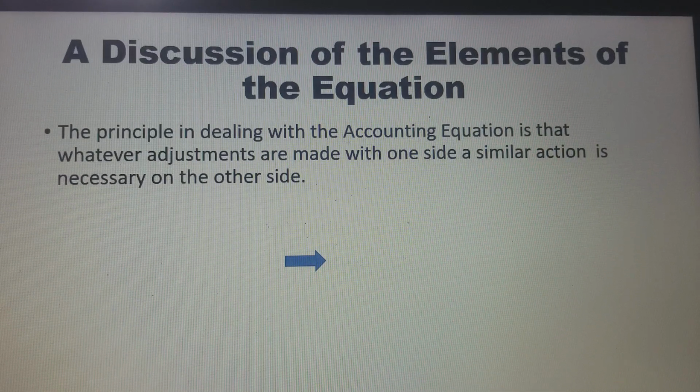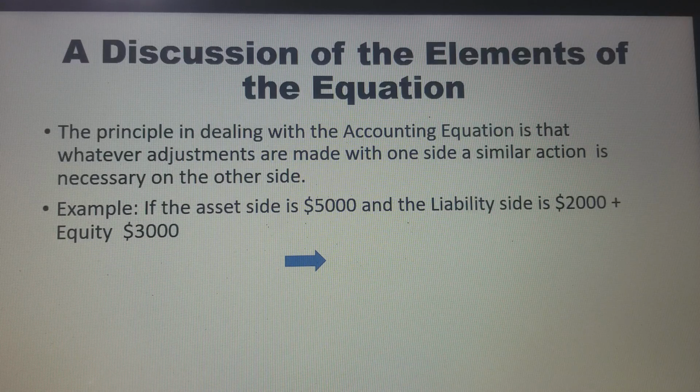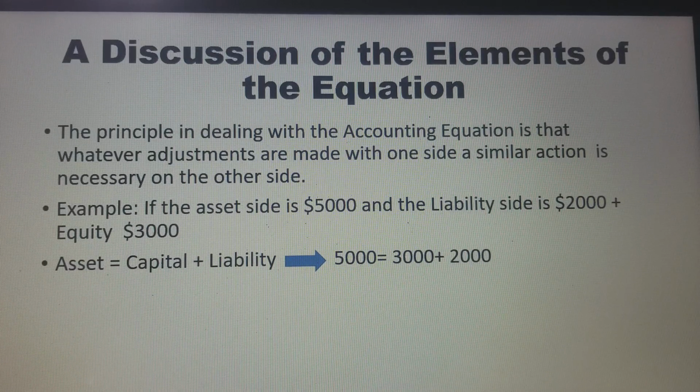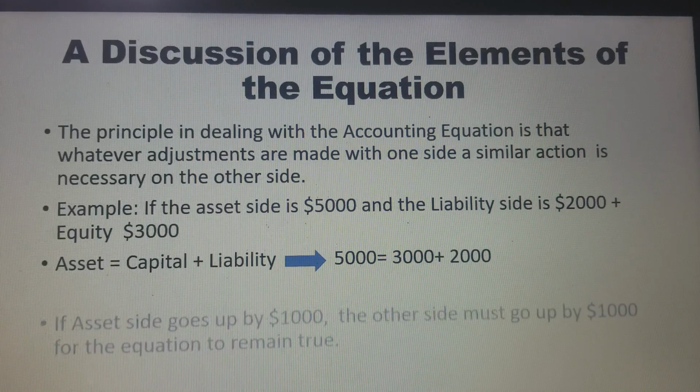So let's move on. The principle in dealing with the accounting equation is that whatever adjustments are made on one side, a similar action is necessary on the other side. What do we mean? For example, if the asset side is valued at $5,000, and the liability side is 2,000 plus the equity, which is 3,000. So it means that the asset is equal to capital plus liability. It means the asset of 5,000 is equal to the capital of 3,000 plus the liability of 2,000.